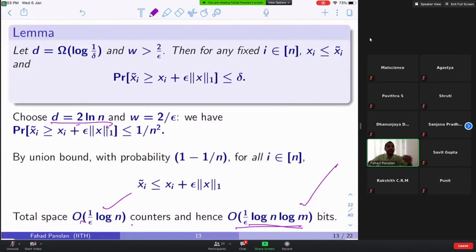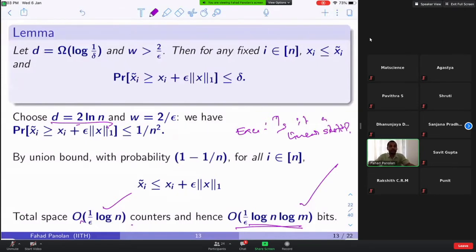Okay, let us start. We have seen count min sketch. I said it is a sketch, and you can check it is indeed a sketch. Now exercise: is it a linear sketch? It is a linear sketch. You can check whether it is a linear sketch or not.